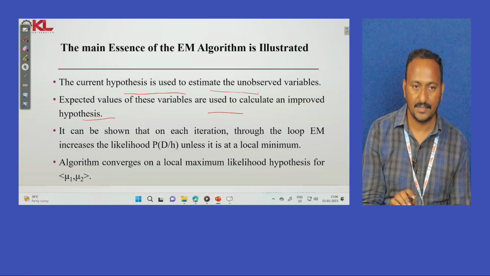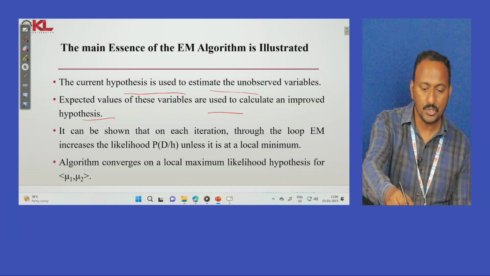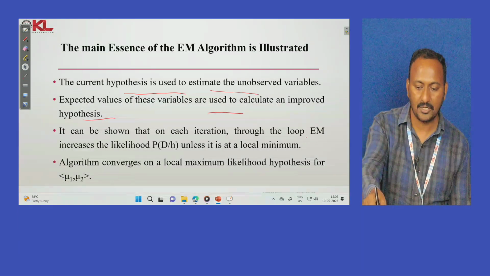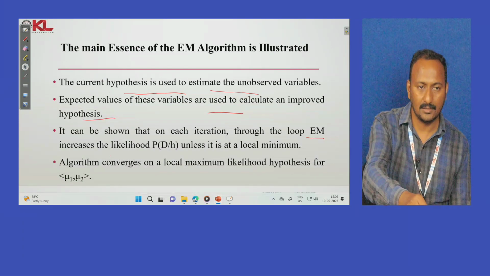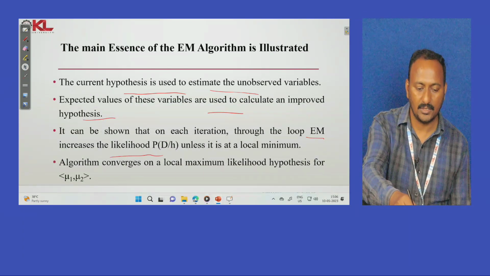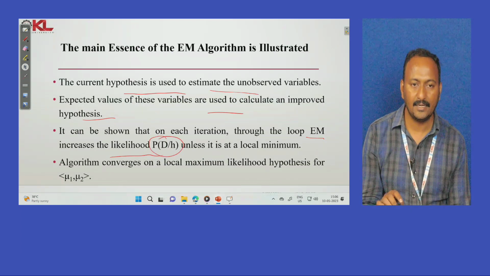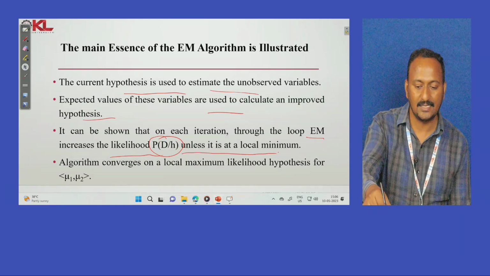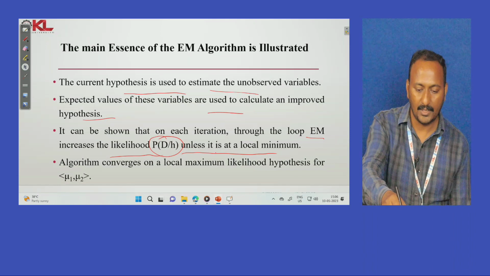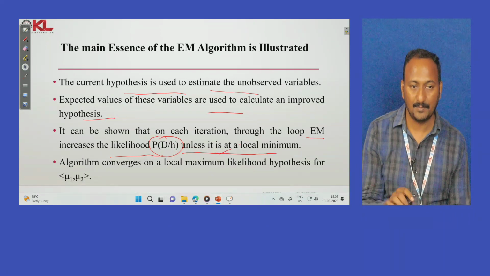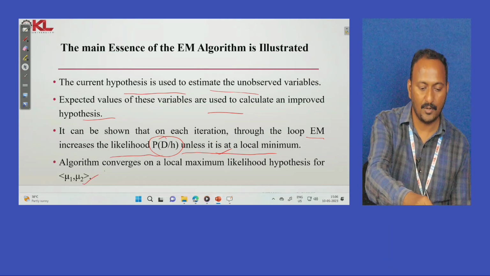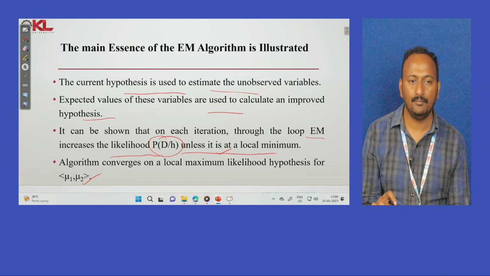It is also shown that in each iteration of our estimation maximization algorithm loop, the likelihood value is increasing. That is the probability of our given data conditioned on h. That is maximized until it reaches a local maximum. So these steps must be repeated until then. At last we get an updated hypothesis that has the mean values mu1 and mu2. This is the main essence of our EM algorithm.